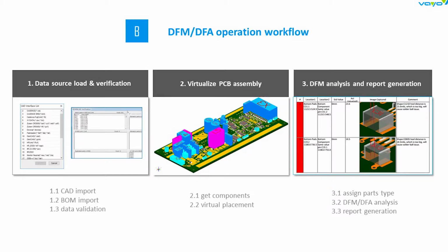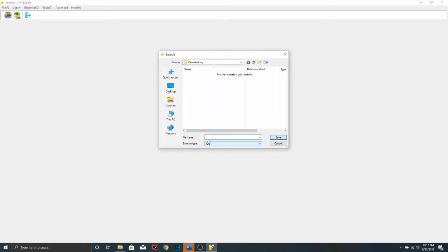DFM Expert operational workflow is divided into 3 sections. A. Data source load and verification. B. Virtual PCB assembly. And C. DFM analysis and report generation. For a detailed explanation of each button, you can refer to the operational manual in the installation directory, .help. Now let's load data source and verify them.